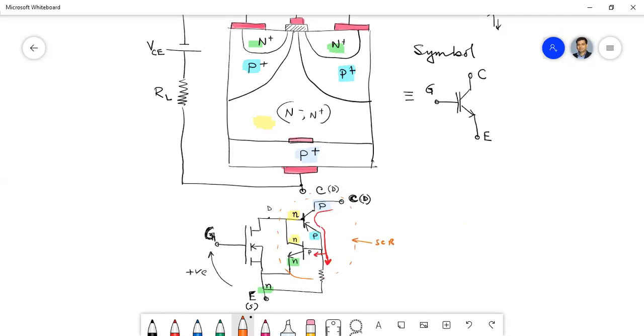And what happens if an SCR operates like this? If two transistors are turned on in an SCR, what happens? There is a phenomenon called regeneration, that I already explained when I was explaining the working principle of the silicon controlled rectifier. Okay, so that means it will create a regeneration.